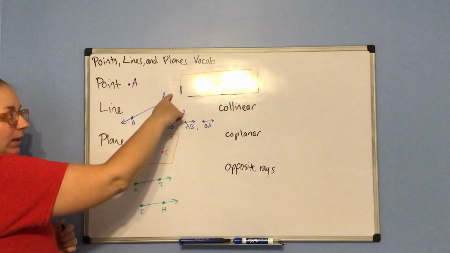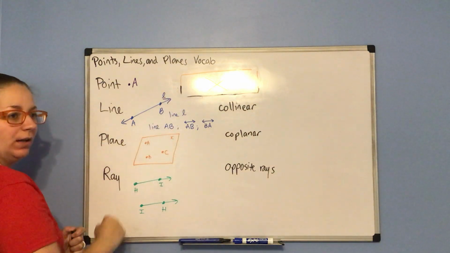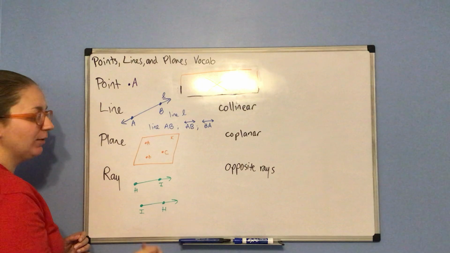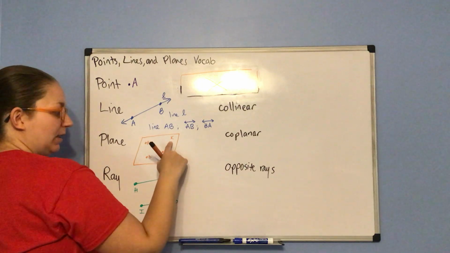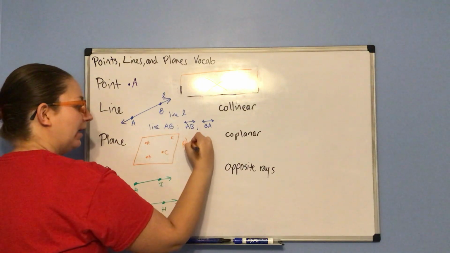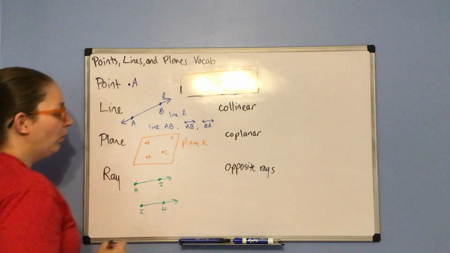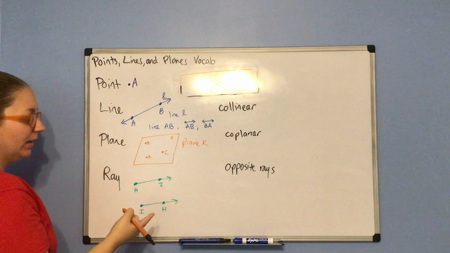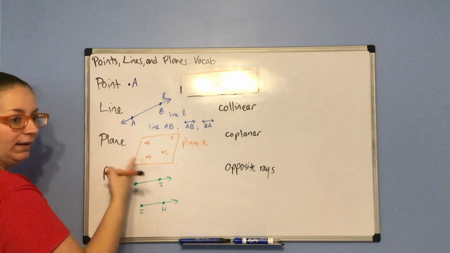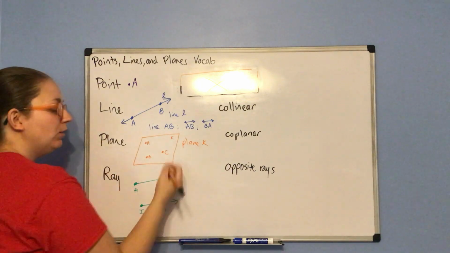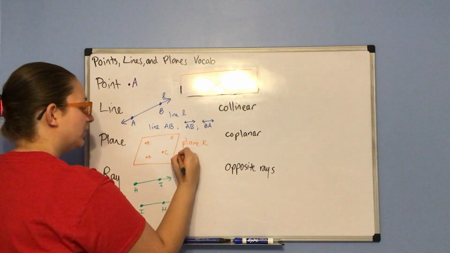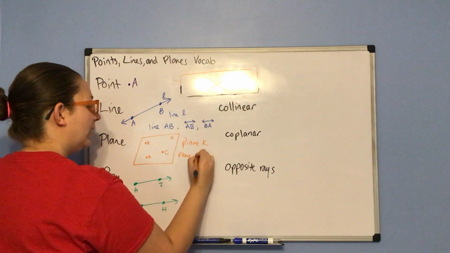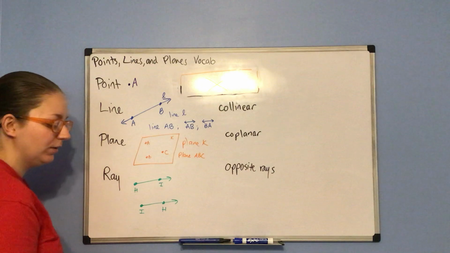Sort of like with the line, we could call it line L. If you see a letter in the corner of one of the planes that doesn't have a point attached to it, that's the name of that plane. So I could call this plane K. Or if you see 3 points that are not all on the same line, so A, B, and C, and I can't draw one line that connects all of those, you can call it by those 3 points. So I could also call this plane ABC. Nothing too crazy there.